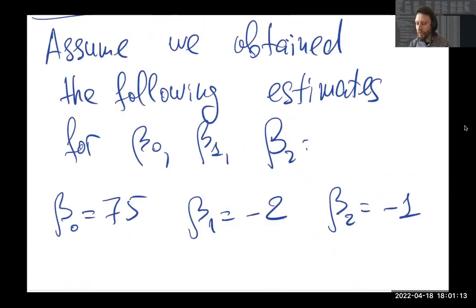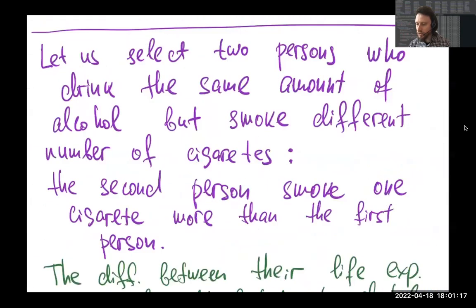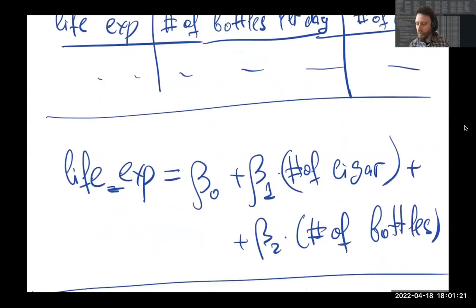So let us assume that we did this research, and indeed we found that we have this negative effect of cigarettes even when controlled for alcohol. What can you do more to argue that we still can't conclude that smoking kills?